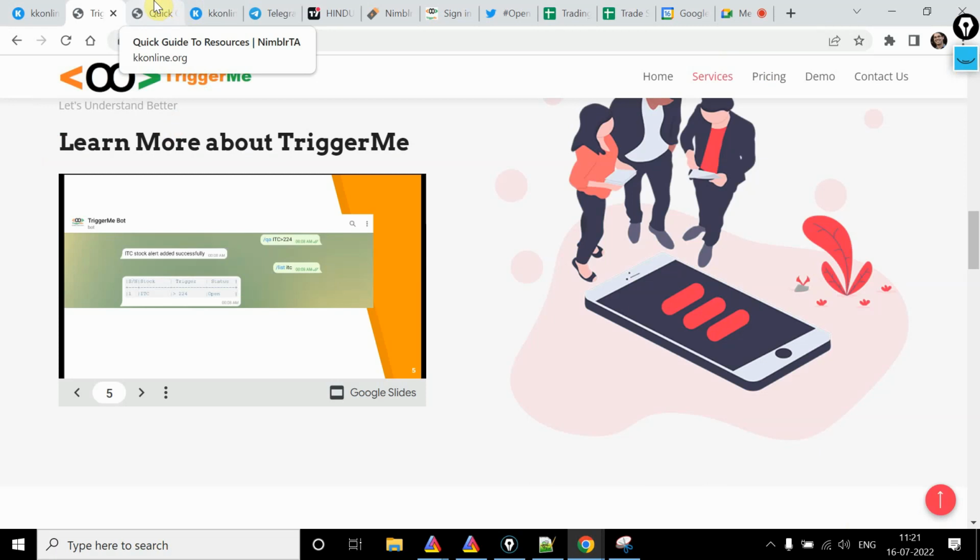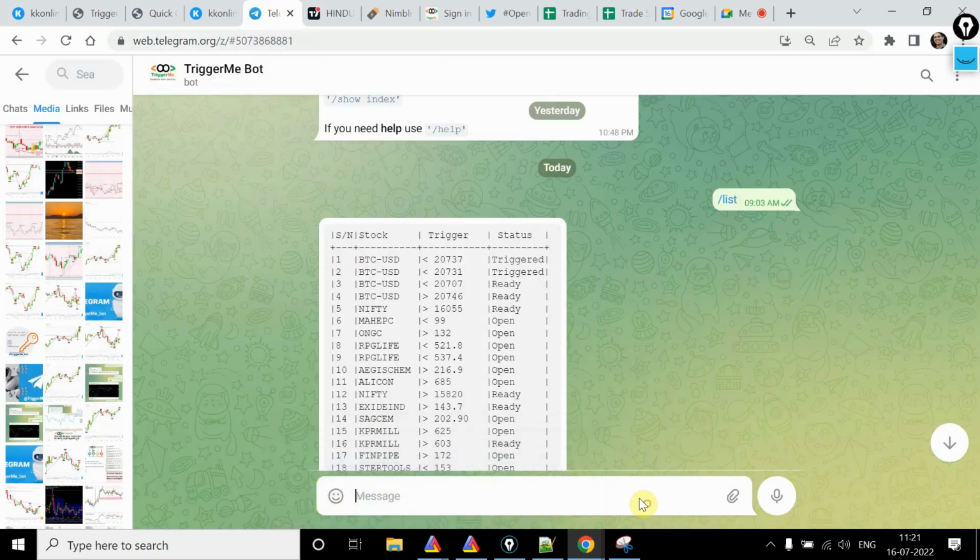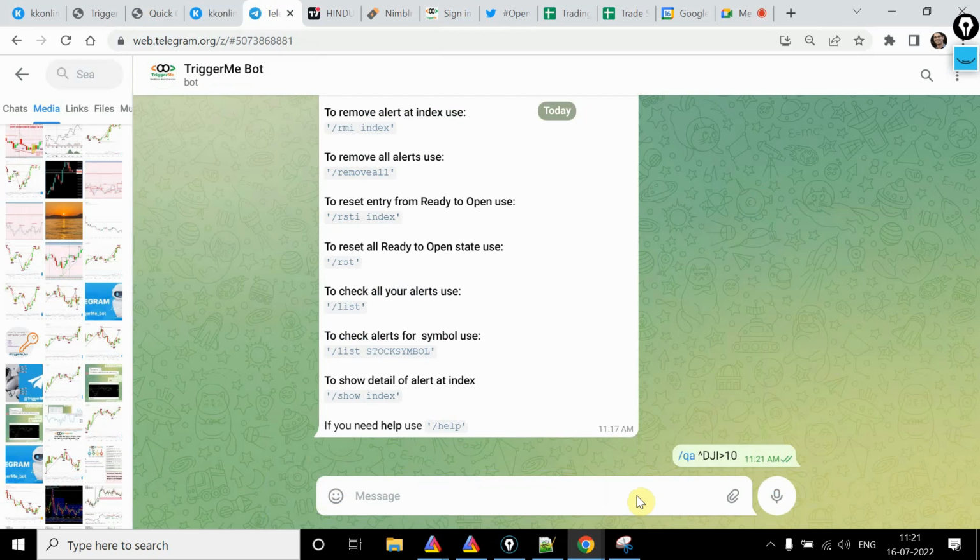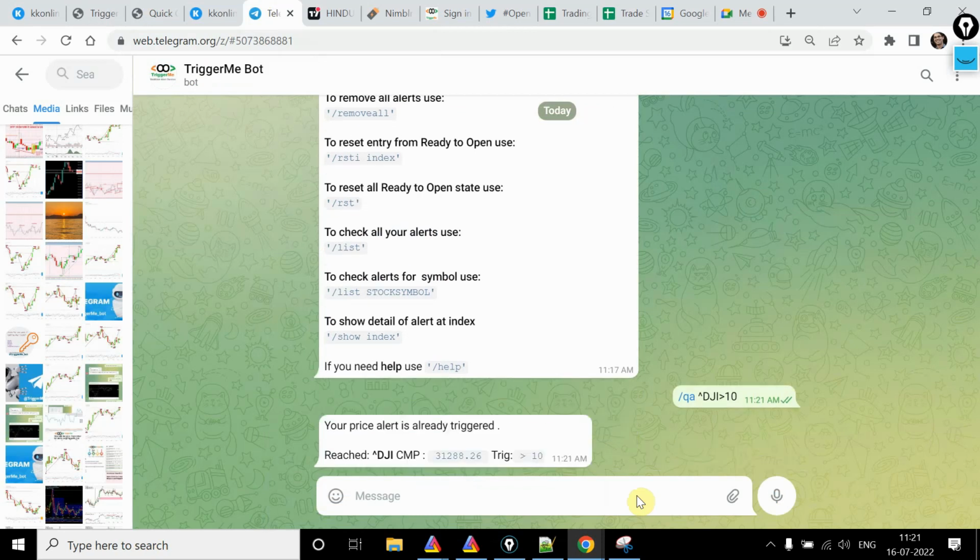Can I use it for NYSE or Dow Jones? Yeah, you can use it. So we can always track it. For example, I write quick add DJI greater than 10. For example, I put this as a value. In this case, it would try to check what is the actual value. The Dow Jones value right now is 31288.6, and this trigger is not valid because it has already crossed 10. So it will not set.